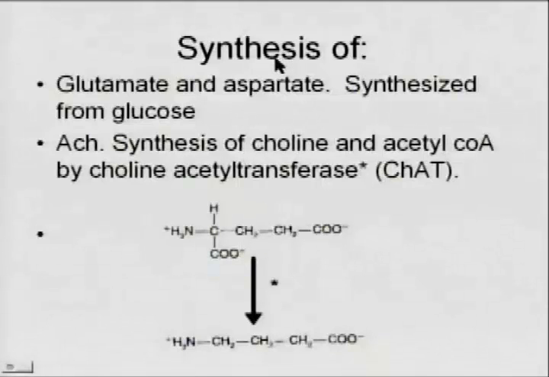Continuing with the synthesis, of course, glutamate and aspartate are amino acids. They can be synthesized from glucose, so the general metabolic pathway is a source of glutamate and aspartate, but it's thought that there are separate membrane transport proteins to get these into the neurons and target the vesicles for release through exocytosis. Acetylcholine is another one we talked about.